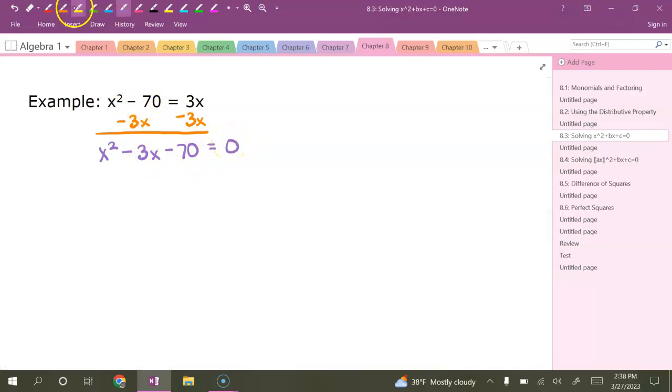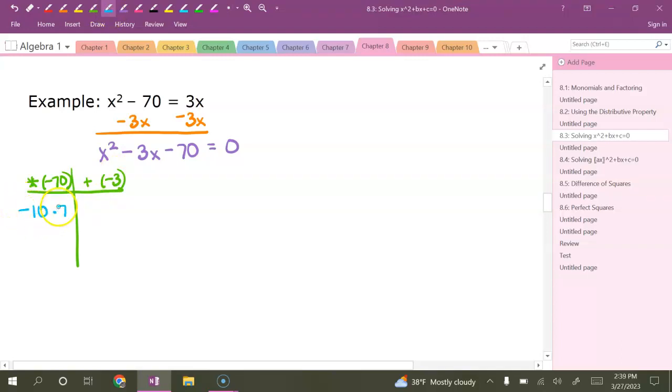And then we're going to factor, set up our chart like we've done in the past. So I want to multiply to negative 70. I want to add to negative 3. And the two numbers that do that are negative 10 and 7. So this would factor to x minus 10 and x plus 7.